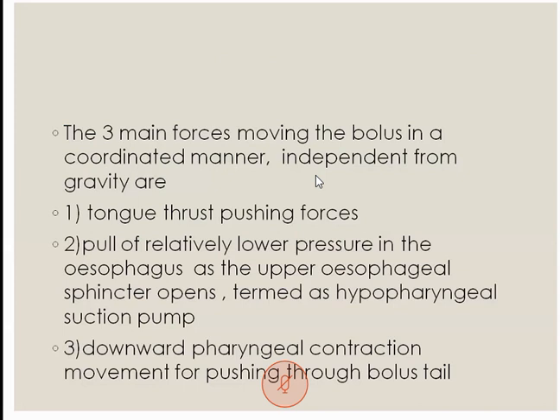Three main forces move the bolus in a coordinated manner, independent of gravity: the tongue thrust pushing force, the pull of relatively lower pressure in the oesophagus as the upper esophageal sphincter opens, termed the hypopharyngeal suction pump, and the downward pharyngeal contraction movement pushing the bolus tail.